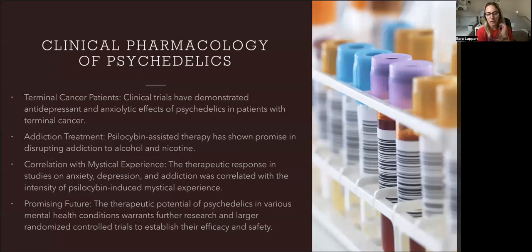Okay, so correlation with mystical experience: the therapeutic response in studies on anxiety, depression, and addiction are correlated with the intensity of the mystical experience. And then the therapeutic potential of psychedelics in various mental health conditions warrants further research, larger randomized controlled trials to establish their efficacy and safety.